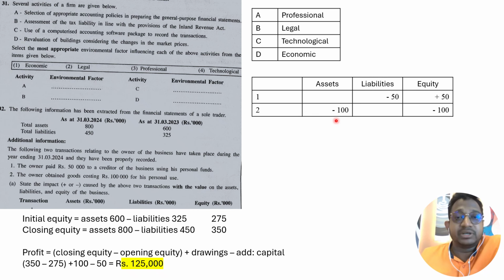Then they ask for the profit for the year. The easiest way to find out the profit here is based on the accounting equation. Sorry, the profit equation. So what is the profit equation? Closing equity minus opening equity gives you the difference in equity, and to that you have to add drawings and minus additional capital. So here, first of all, you have to get the initial equity and the closing equity by deducting liabilities from assets, and then the profit is 125,000.